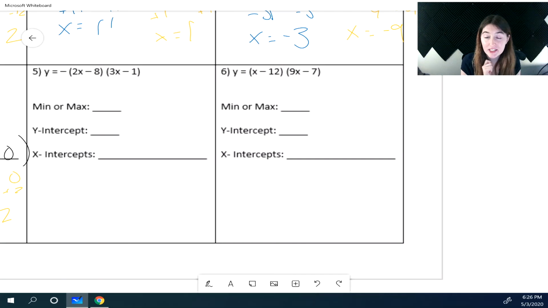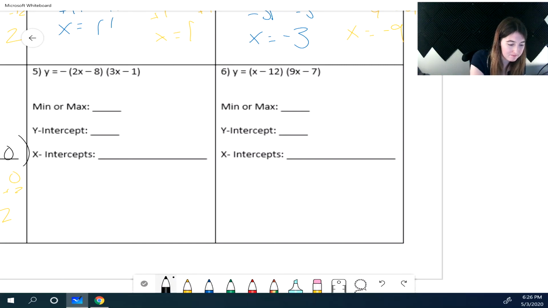I have a negative in front, so that means we're opening down. I have a maximum. Y-intercept means x is 0 and y is a number. I do the same things.